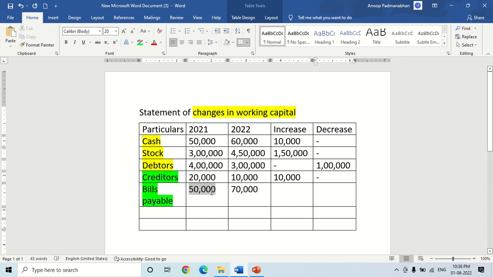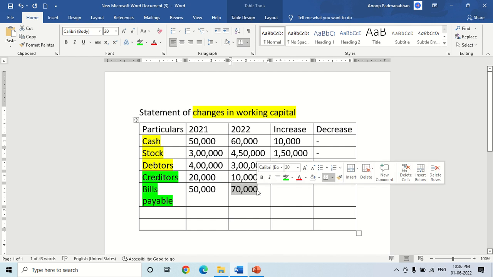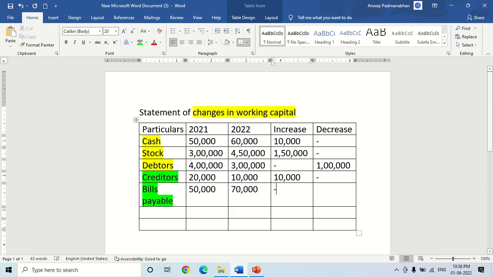Then the next one, bills payable. It was 50,000. Now it is increased to 70,000. The value is actually increasing, but I have to write in the opposite column because it is a current liability. So the amount of difference is 20,000.